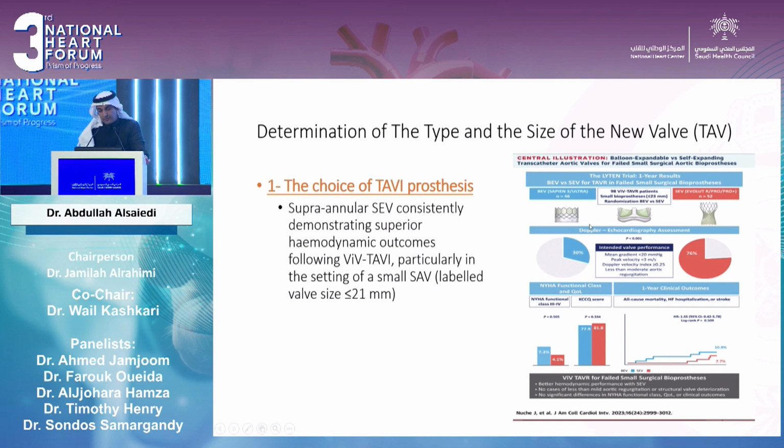This has been shown in a recently published trial of around 100 patients, randomized to either TAVR valve-in-valve with Edwards or TAVR valve-in-valve with a self-expandable valve. At 1 year, there was no difference in clinical outcomes. However, when you look at the mean gradient and the peak gradient, there was more reduction with the self-expandable valve versus the balloon expandable valve.